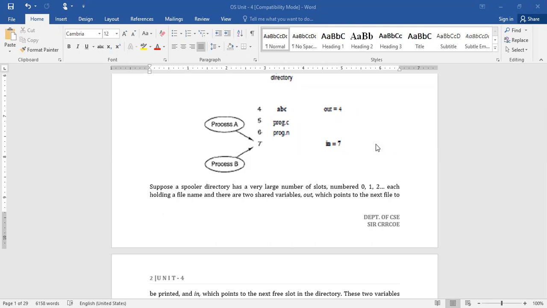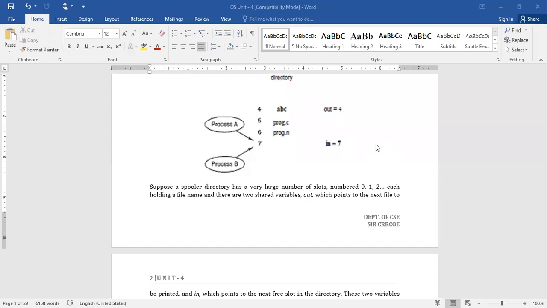All of a sudden, let us assume that process B wants to print another file. So what it has to do? Again, it needs to verify the value of the variable in. Value of in is 7, అనేటువంటి వాల్యూ ప్రాసెస్ బికి వెళ్ళింది. ప్రాసెస్ బి దాని యొక్క ఫైల్ని 7th లొకేషన్లోకి మూవ్ చేసింది. మూవ్ చేసిన వెంటనే CPU ప్రాసెస్ బి ఎగ్జిక్యూషన్ స్టాప్ చేసి మళ్ళీ ప్రాసెస్ ఏకి వెళ్ళింది అనుకుందాం.